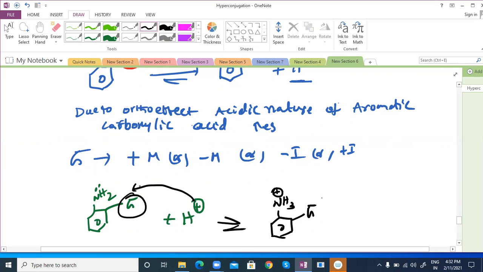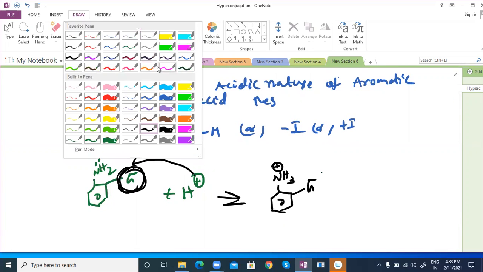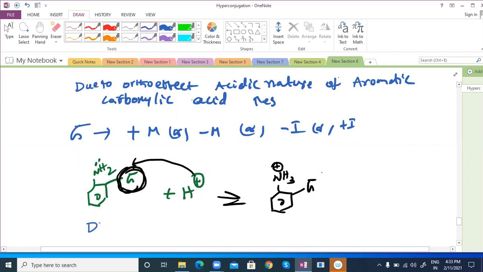So this is not able to donate because the steric hindrance of this group prevents the H+ from approaching this lone pair of electrons. Therefore, basic character decreases. You can write the simple thing: due to the ortho effect, basic character decreases.